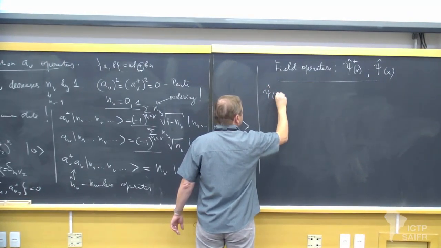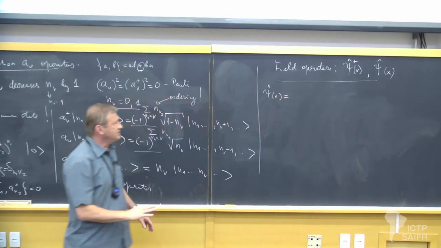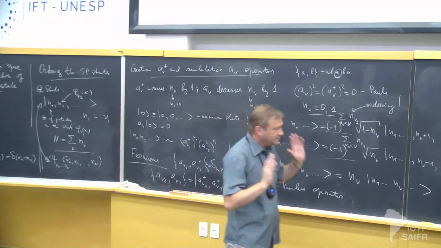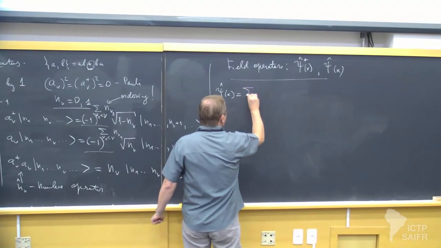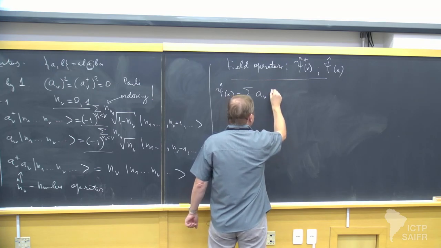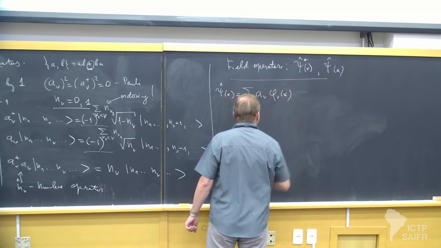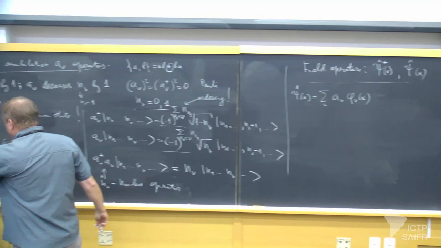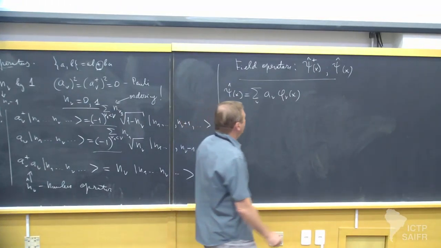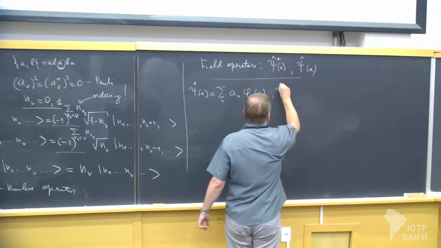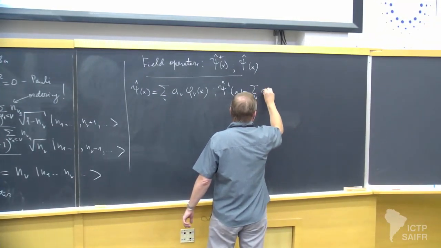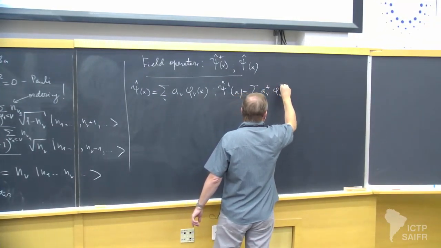Psi x, I put a hat here just to make sure that it's an operator. Here, don't write hats. So it's the sum over all nu, a nu times phi nu of x. So here we have our single particle wave function of the corresponding mode, and that's an operator. And of course, the psi dagger is the Hermitian conjugate. So we have the sum over nu of a nu dagger phi nu conjugate of x.